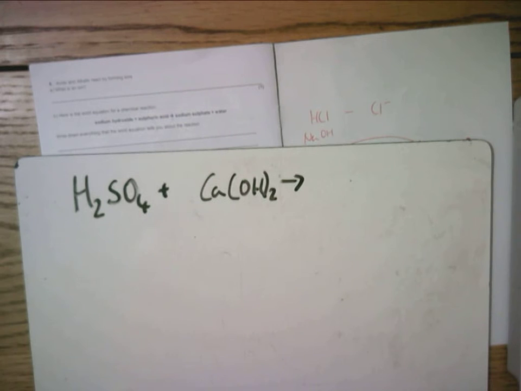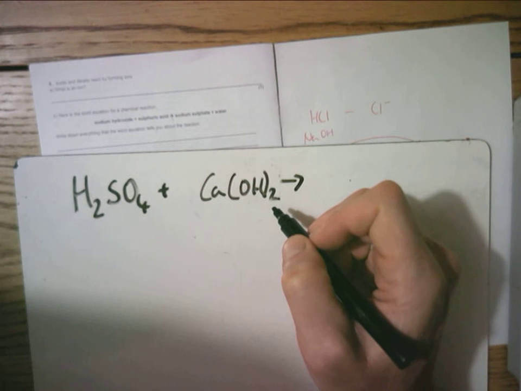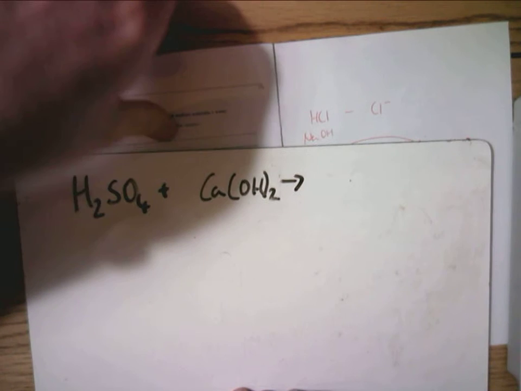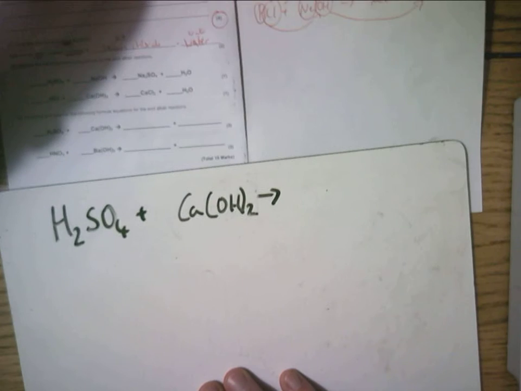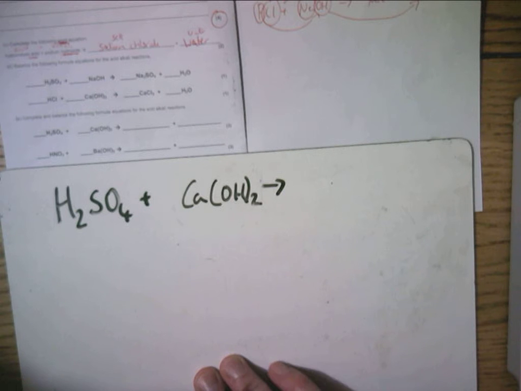Right, welcome to part 2 of question 6 of the end of unit test for year 9 acids. You'd think I'd get better at saying that. I said it 8 times, but you know, whatever. Final 2 questions. You are asked to complete and balance the following formula equations for the acid-alkali reactions given.